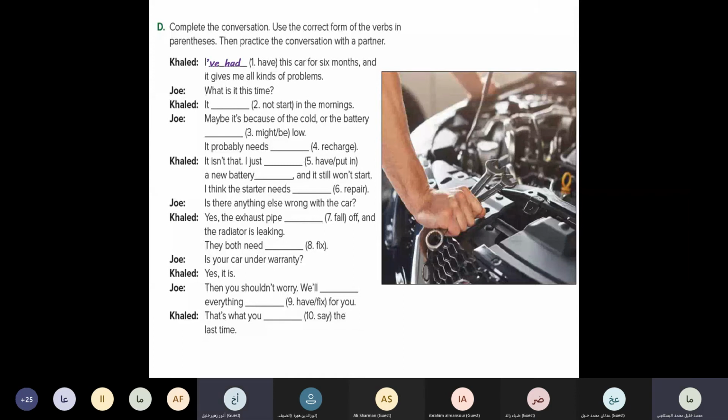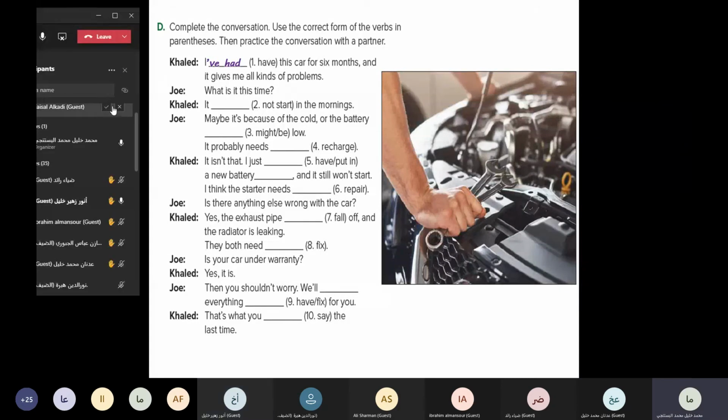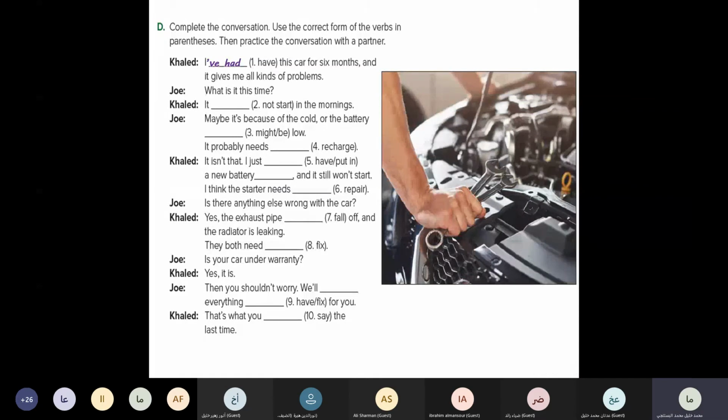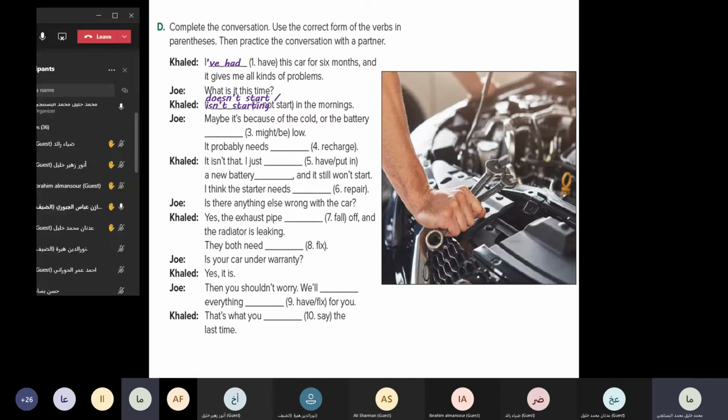Next. It doesn't start in the mornings. Good. It doesn't start in the morning. Here we have to use simple present. Sometimes we use the present progressive: It isn't starting in the mornings. Maybe it might be because of the cold or the battery here might be low. Good. Thank you.